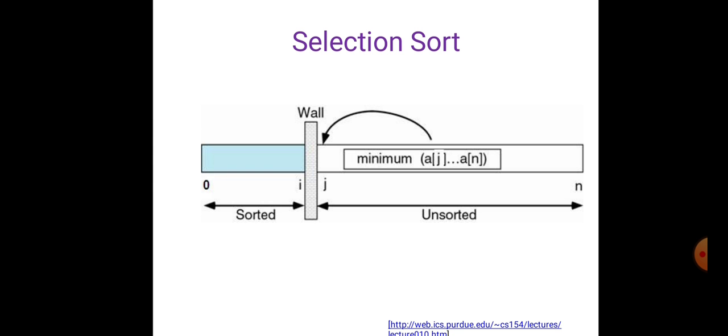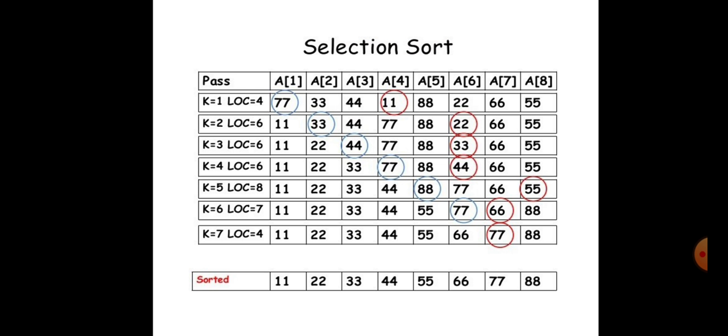Now see, this is the sorted array technique. We will now divide the given array into sorted and unsorted elements. This is for the ascending order. So the minimum element of the unsorted array will be moved through the wall to the sorted array. This is the basic mechanism of selection sort. So let us see a problem example.